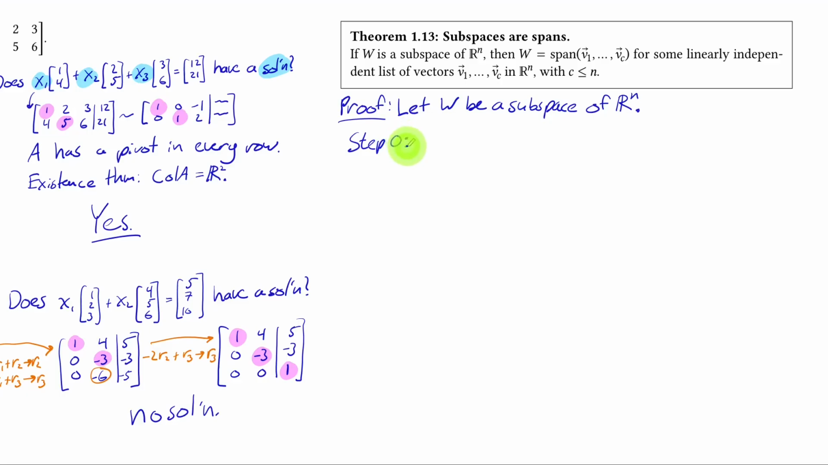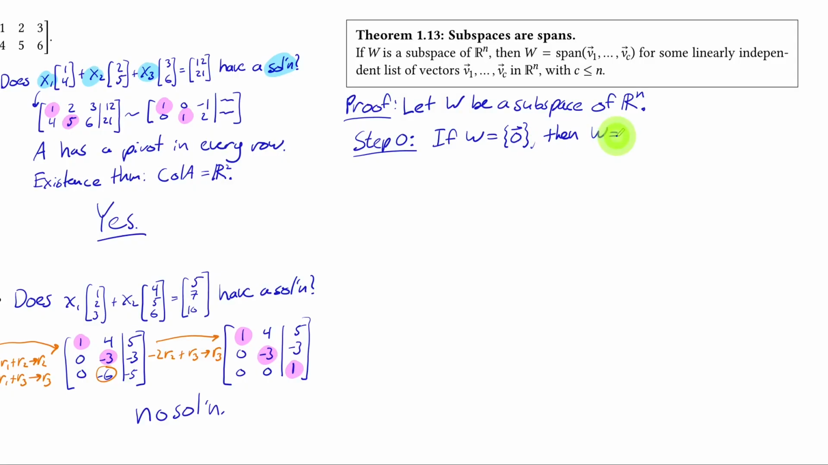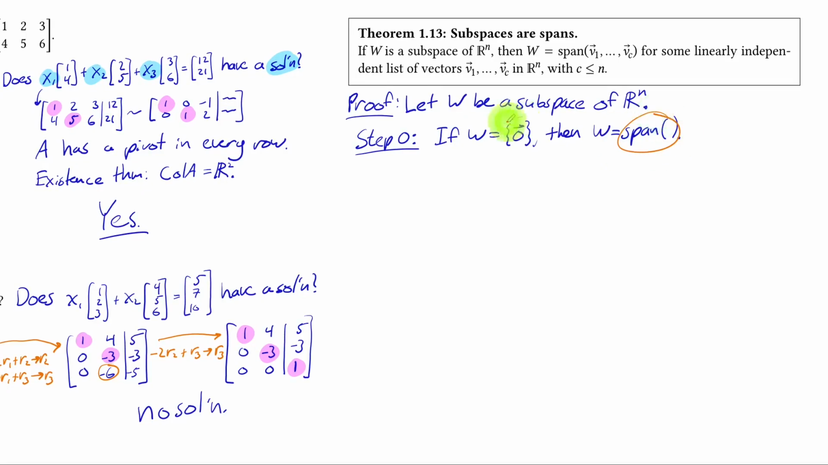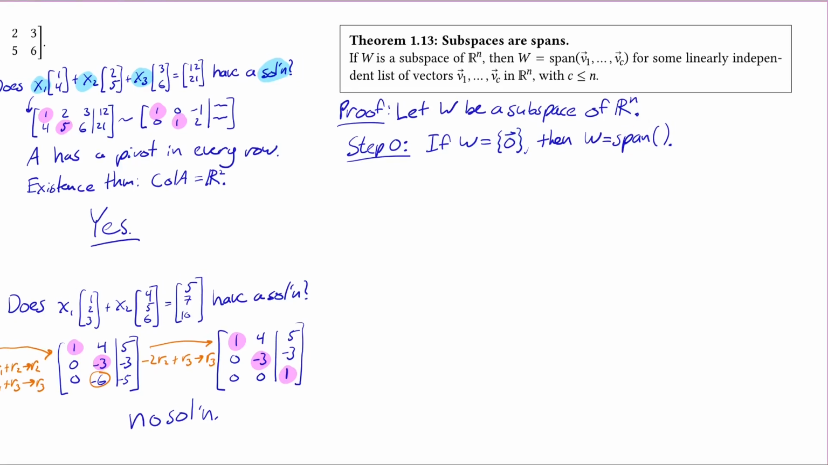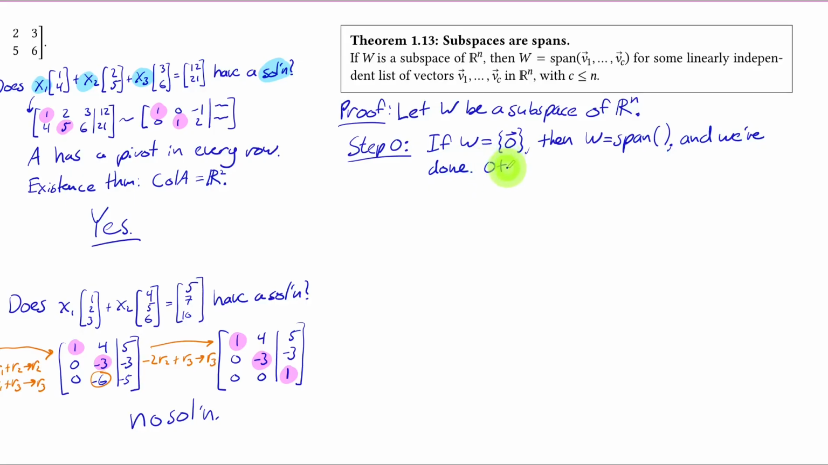Step 0 is, first of all, if W is the smallest possible subspace of Rn, let's get this out of the way. Then W is equal to the span of the empty list. That's why we had those weird edge case definitions before. We said the empty list is defined to be linearly independent, and the span of the empty list is just the 0 vector. Okay, so in that case, we're done. So we can skip the rest of the proof.